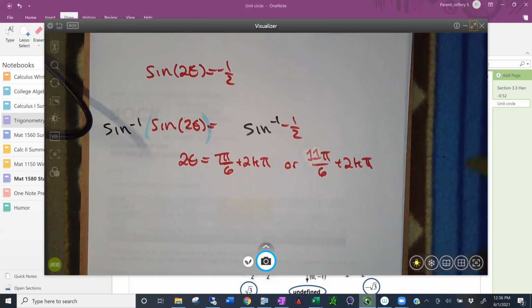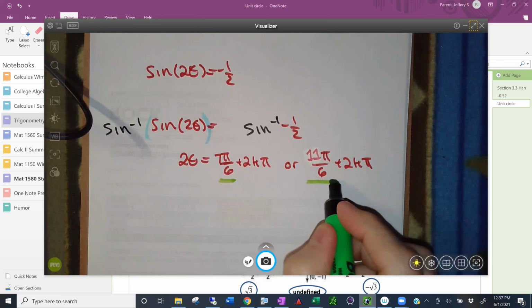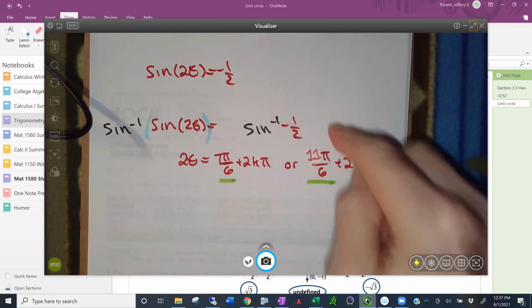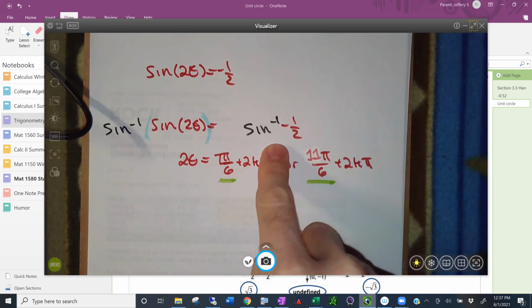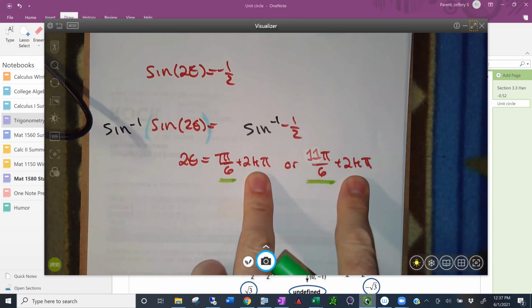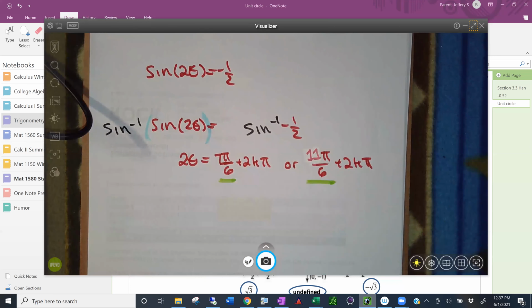So this has all been building up to this moment, being able to solve these types of equations. Are you okay with the two solutions we got? We got 7 pi over 6 and 11 pi over 6. Those are just the answers to the inverse sine of -1/2. And then we're adding these multiples of 2 pi. All right, so we're good up to here, yes?